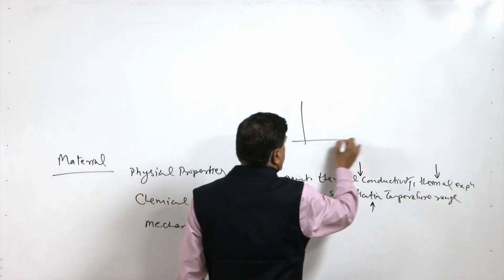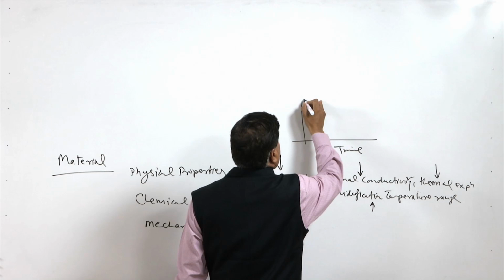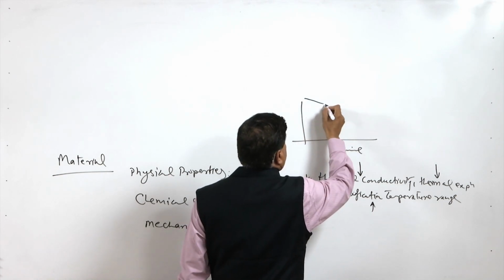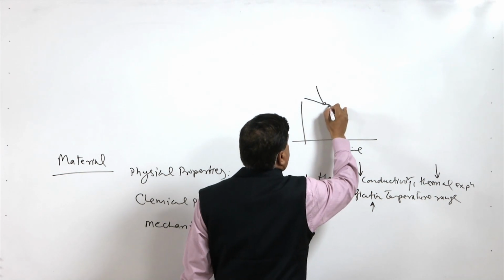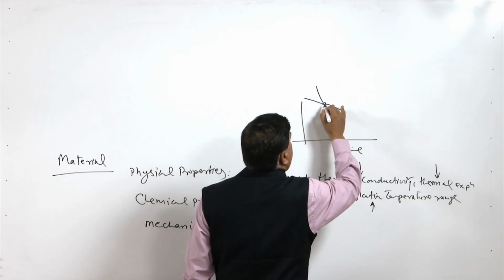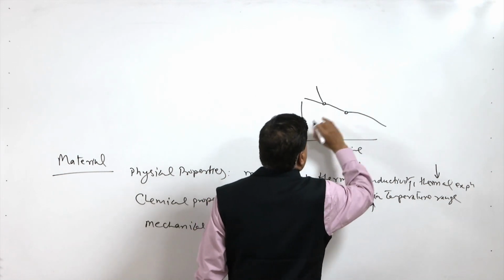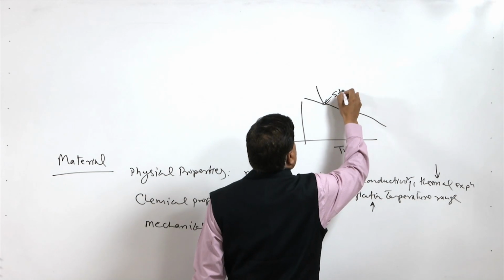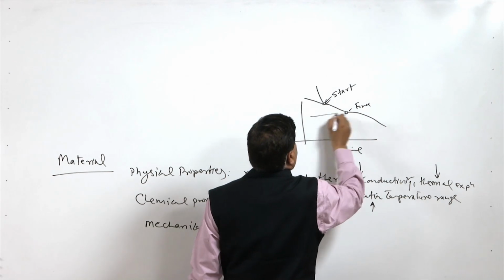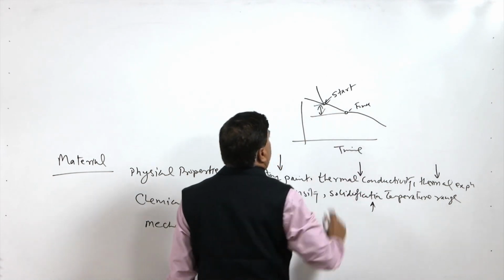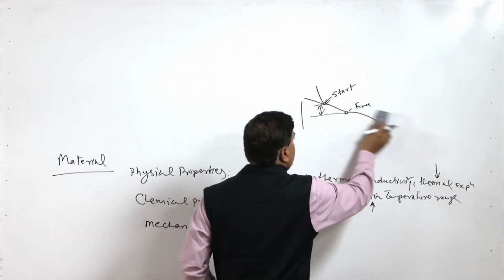So, if we draw the cooling curve as a function of time, we will notice that this is the temperature at which solidification starts, and the temperature then decreases slowly. So, here is the start of the solidification and here solidification ends. This temperature difference is known as the solidification temperature range, and this happens mostly in case of alloys.